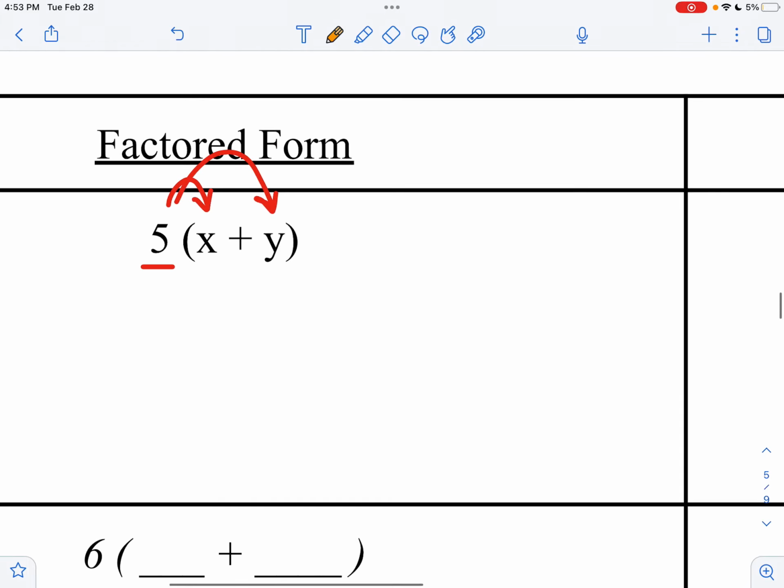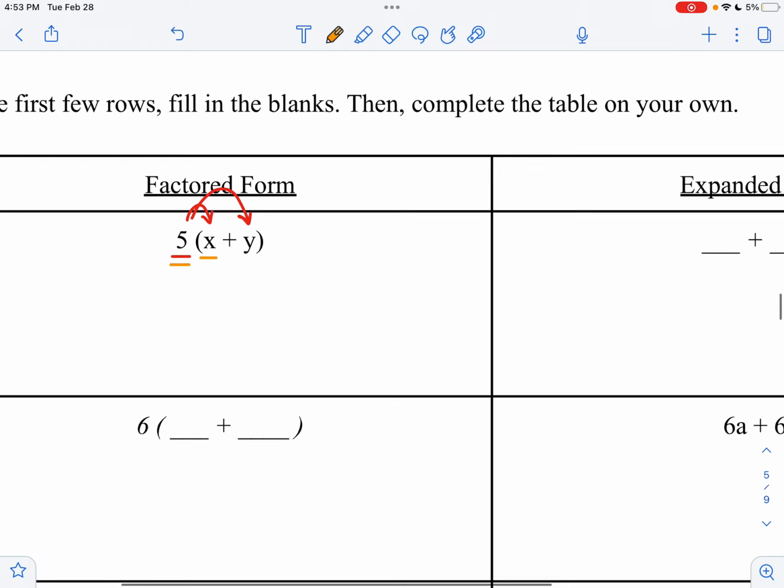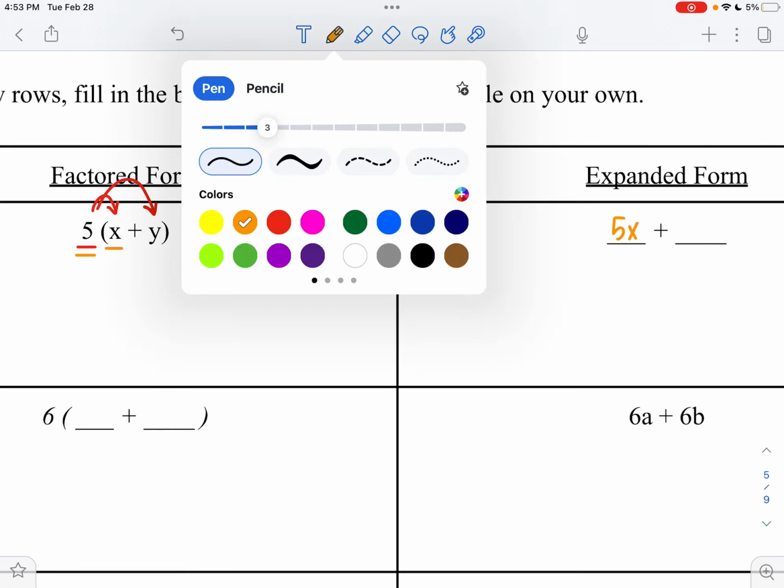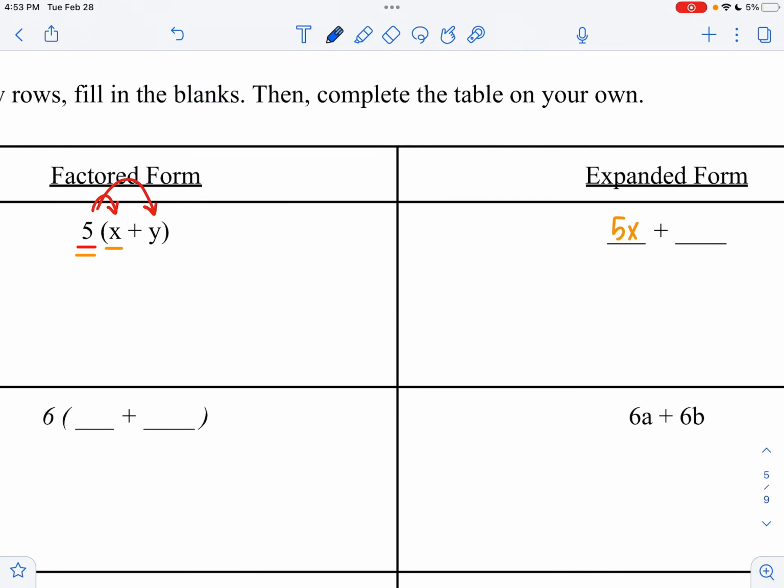Let me zoom in. I have 5 times x. When I multiply 5 times x, I get 5x, which belongs as my first term that I'm adding. Then I need to multiply 5 times y, the second term I'm adding, which is simply 5y. Remember, I need to multiply by both terms inside the parentheses and leave them separate because I can't add x's and y's.